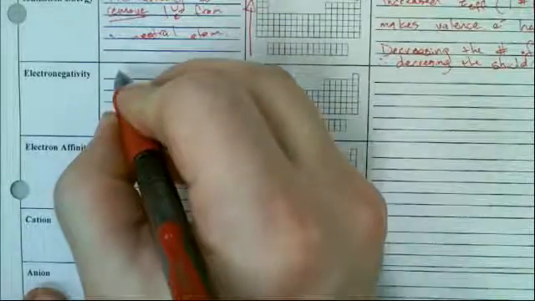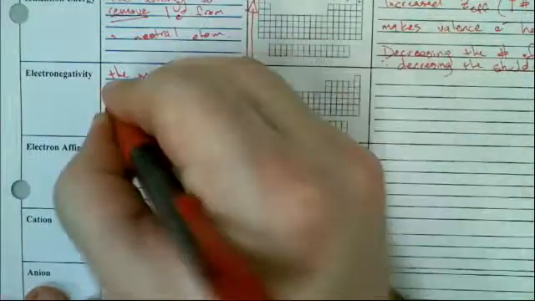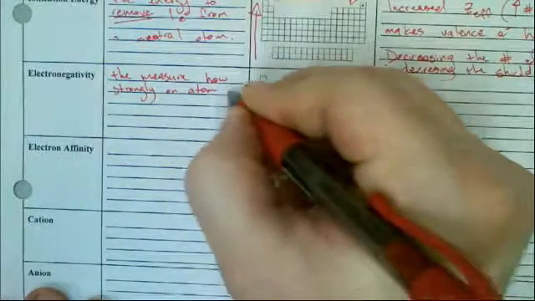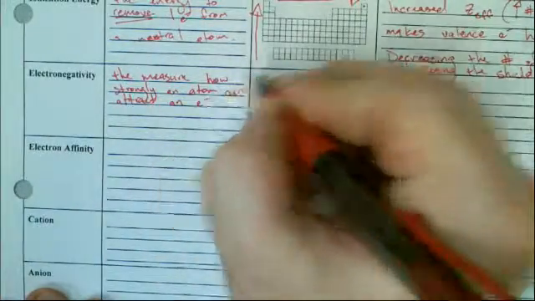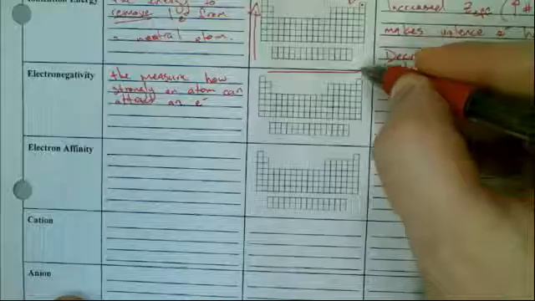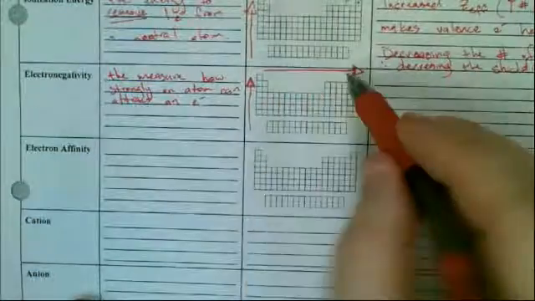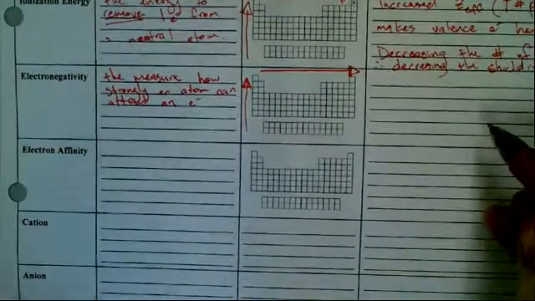All right, so you guys said electronegativity is the measure of how strongly an atom can attract an electron. And you guys said that it increases that way, increases that way. So based on these trends, the number one most electronegative atom would be what?